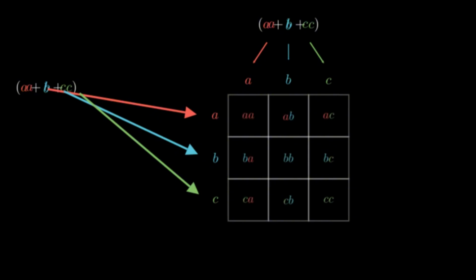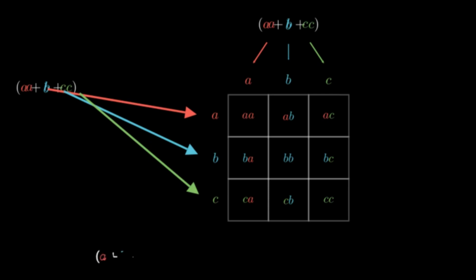For example, the top left cell will contain a times a, which is a squared. The middle cell will have b times b, or b squared, and each other cell will contain the product of its respective row and column terms. This completed grid shows all 9 terms that result from fully distributing (a + b + c) times (a + b + c). We have a squared, ab, ac in the first row, ba, b squared, bc in the second row, and ca, cb, c squared in the third row. Each cell represents one term in our expanded expression.